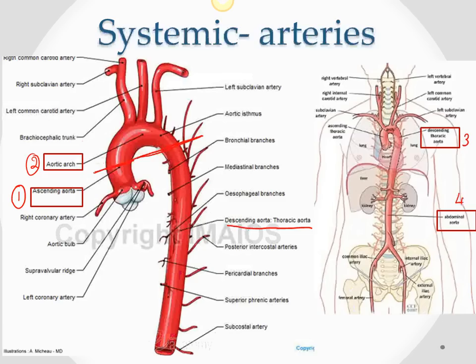Let's look at the branches. If you look here, you can see the ascending aorta. Its branches are the two coronary arteries, which we just did when we did the cardiovascular anatomy. The branches of the aortic arch, which you notice here, are these three branches, and these are also elastic. Remember, I told you the aorta is an elastic artery, as well as these major branches which come off from the aortic arch. These three branches are the brachiocephalic trunk, the left common carotid, and the left subclavian. Do you notice? These are branches of the aortic arch.